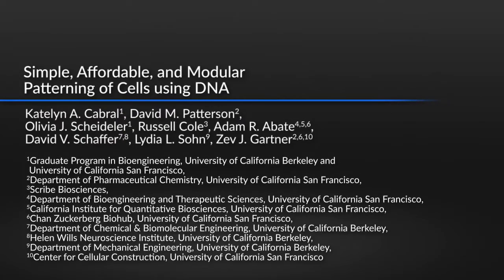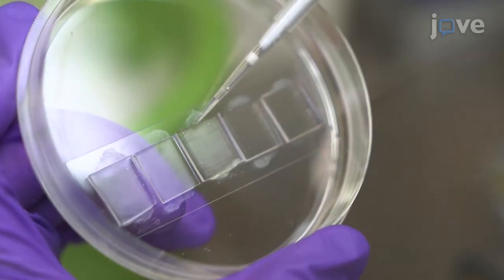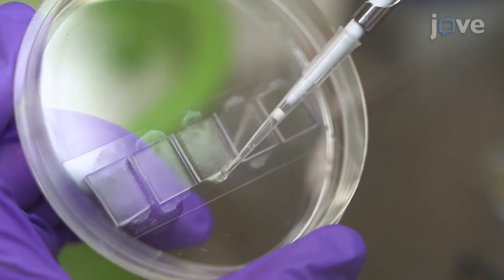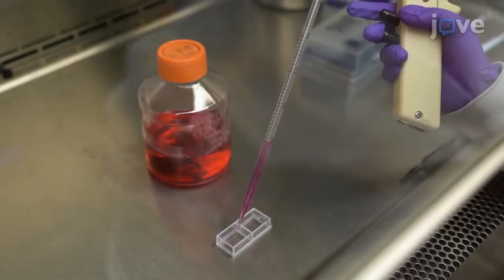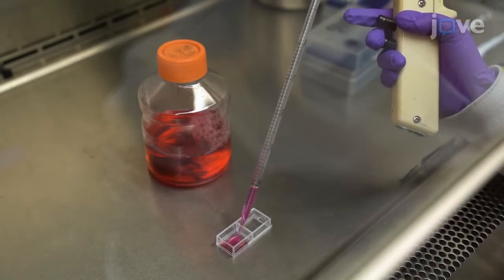CMO DPAC allows you to pattern cells with very high precision and culture them in 2D or 3D. This opens up opportunities to study cell-cell interactions and the morphogenesis of engineered tissues. The main advantage of this technique is that it's easy for other labs to adopt. It doesn't require a clean room, specialized equipment, or custom synthesized reagents.